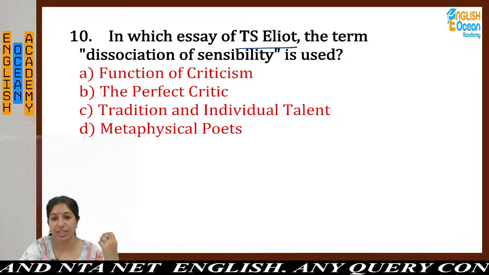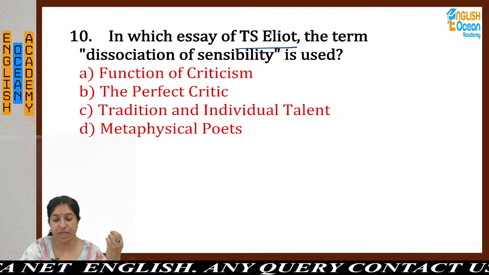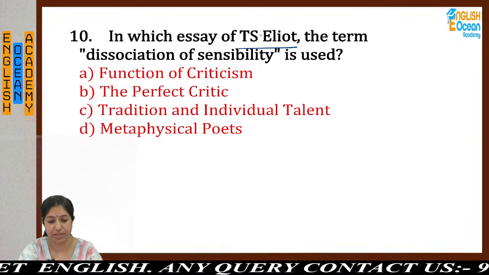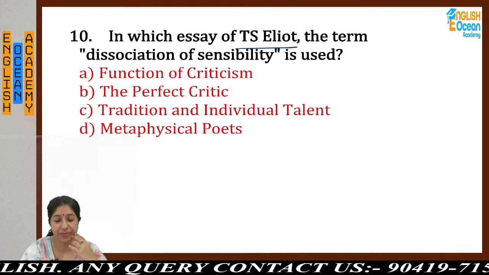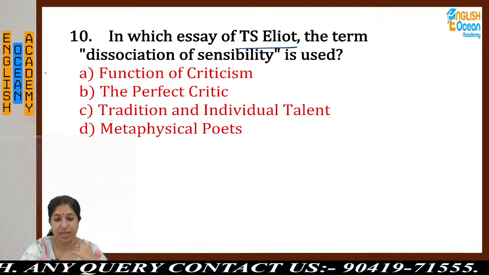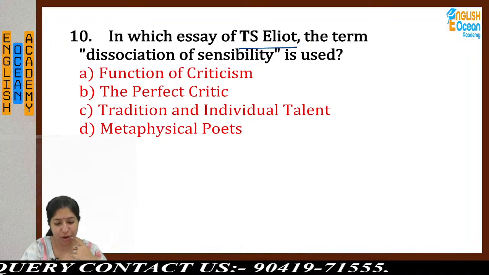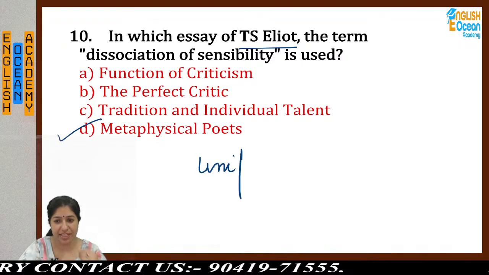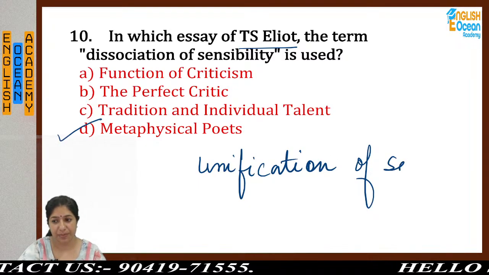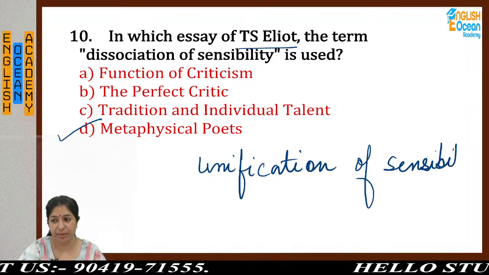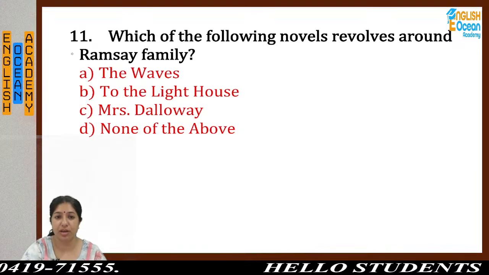Eliot is the term dissociation of sensibility used? Function of Criticism, The Perfect Critic, Tradition and Individual Talent, or Metaphysical Poets? Sure? It is from Metaphysical Poets. Unification of sensibility and dissociation of sensibility are both taken from Metaphysical Poets. Which of the following novels revolves around the Ramsay family?